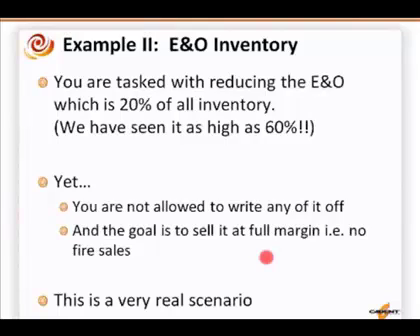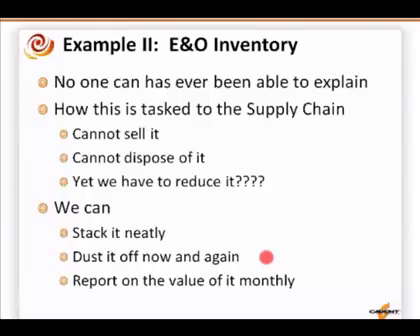This is a very real scenario. I've had this scenario in two different major global corporations that I've worked at. I've been tasked, reduce the E&O, but you can't write any of it off, and you have to sell it at full margin. I'm like, okay, I understand what you're saying. No one has ever been able to explain why and how this is tasked to the supply chain. How is that possible? You can't sell it, we can't dispose of it, and yet we have to reduce it.